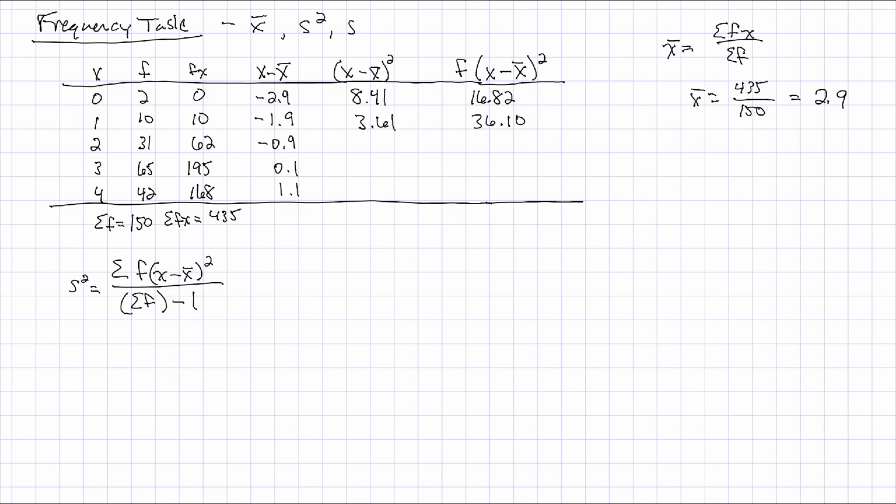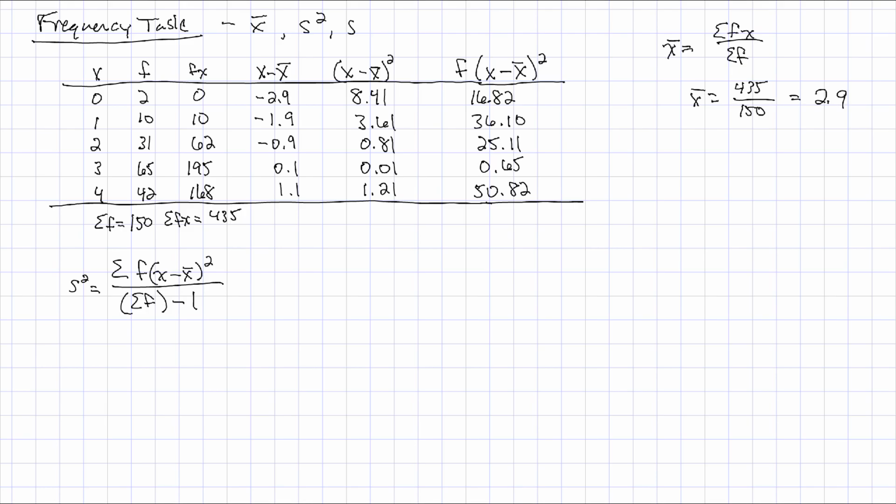Next one, it's 0.9 squared. 0.81, and while that is on the calculator, you multiply it by our frequency, 31. Next one is 0.1 squared, which is 0.01, and while that's on the calculator, you multiply it by 65 to get 0.65. And lastly, 1.1 squared is 1.21 multiplied by 42, which is our frequency, and we get 50.82.